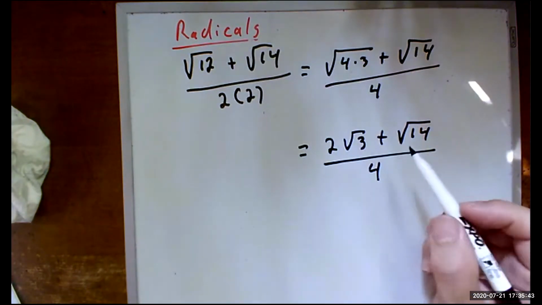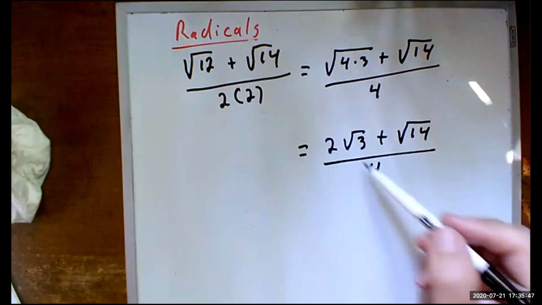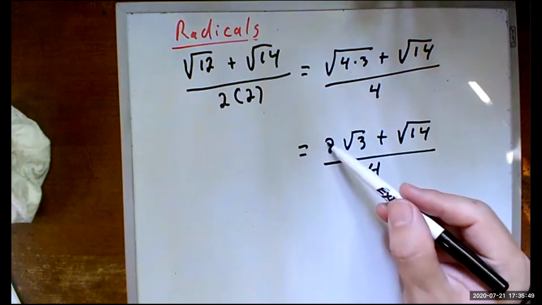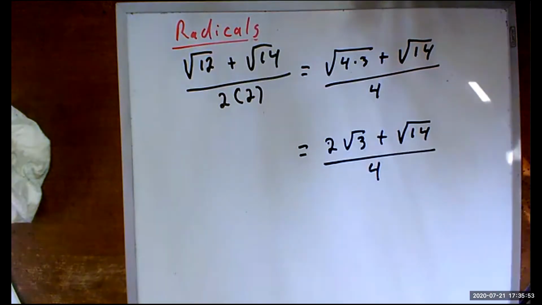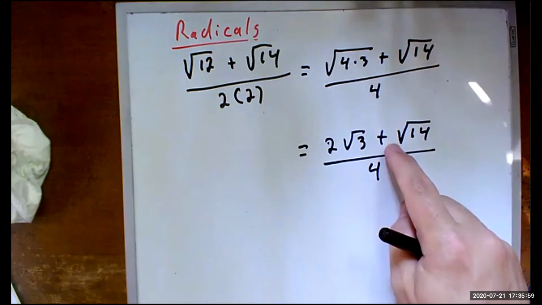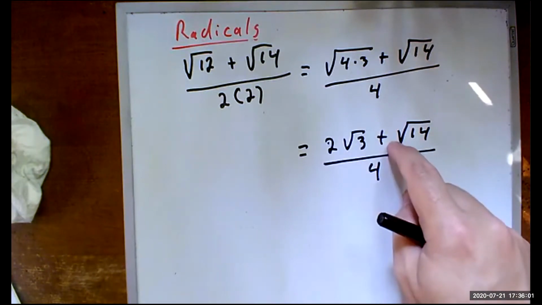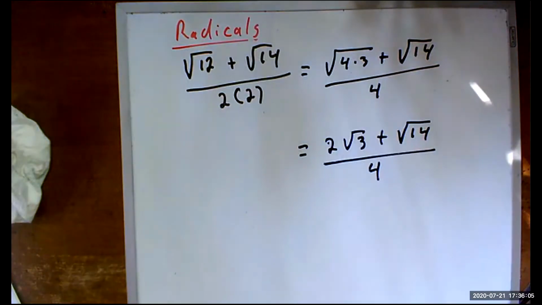Now, for those of you who are probably wondering, why am I not simplifying the 2 here? The reason I cannot simplify this 2 with this 4 is because I don't have anything corresponding on the other radical. The number in front of this here is a 1, so it doesn't divide by 2 nicely. Because I can't divide everything by 2, I divide nothing by 2.